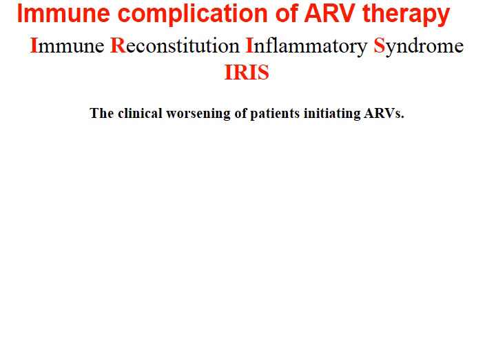The one's called the paradoxical, and the one's called the unmasking. Their names actually tell you what they are. So the unmasking IRIS is the one we all sort of know about. That's the patient with a very low CD4 count, seems fine. You put him on ARVs, and now he gets sicker.